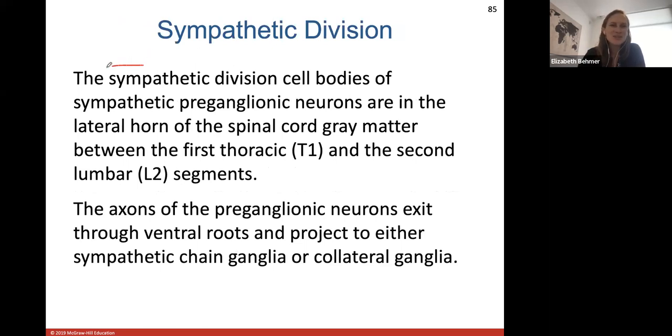The sympathetic division, so we'll talk a little bit more about that. Its cell bodies of the preganglionic neurons are in the lateral horn of your spinal cord gray matter, and they will come off between T1 and L2 segments. So we sometimes call your sympathetic division the thoracolumbar division because its spinal nerves are coming off between T1 and L2. The axons of preganglionic neurons exit through the ventral roots and project to either the sympathetic chain ganglia or other collateral ganglia that are nearby.